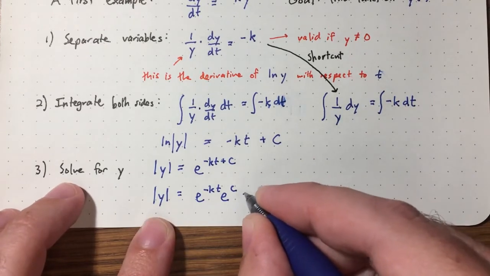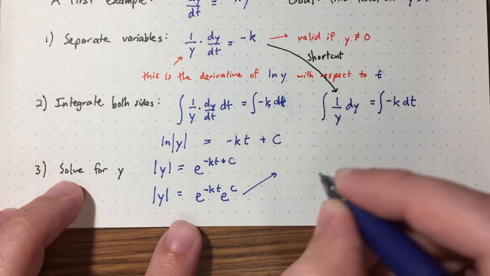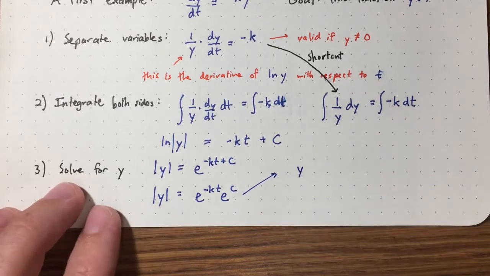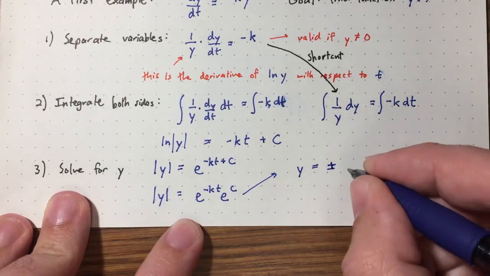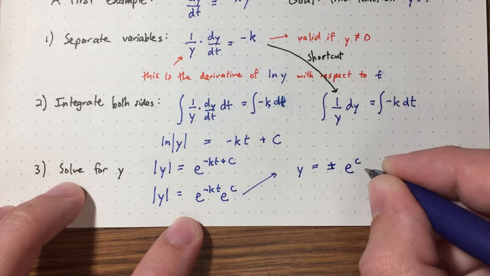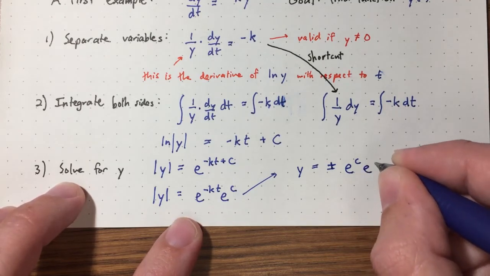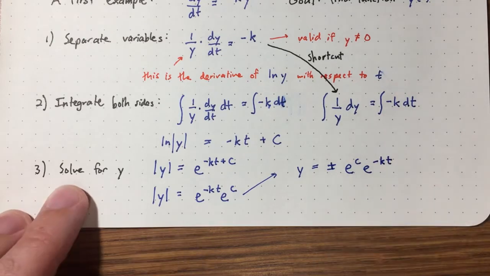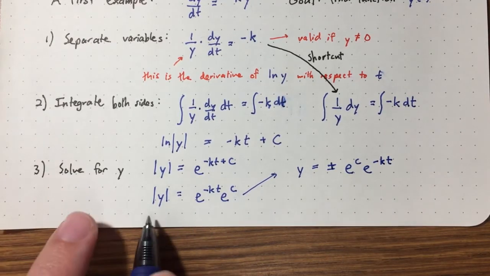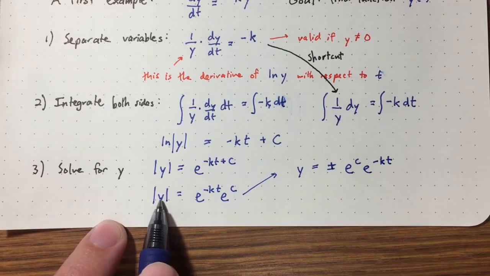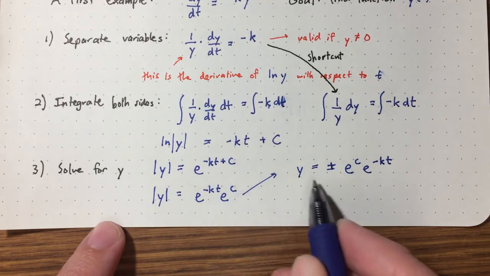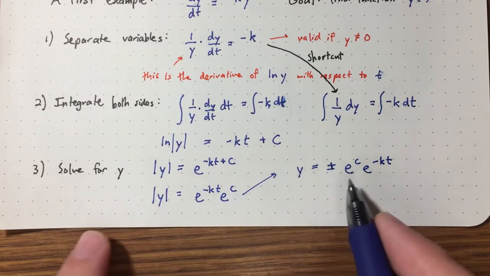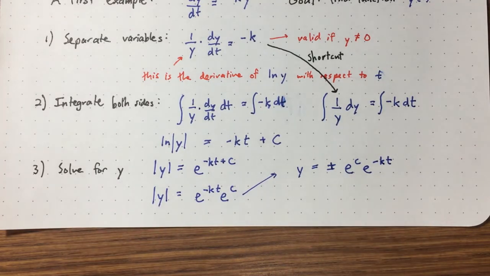Let's stay on the same piece of paper, so we'll go over here. So what we do is, we can get rid of them, but we have to add a plus or minus to the other side. Plus or minus e to the, so I'll write the e to the c first. That's just a constant, right? And then times e to the negative kt. The reason for this is, y could either be positive or negative, and the absolute value bars are always making it positive. So if we get rid of the absolute value bars, we introduce this ambiguity of the plus or minus.